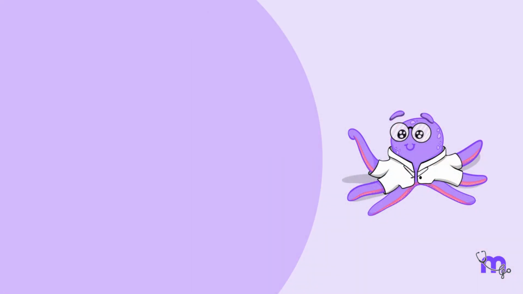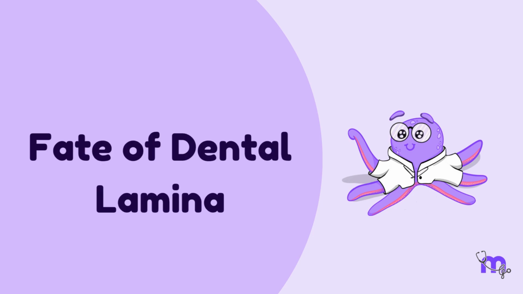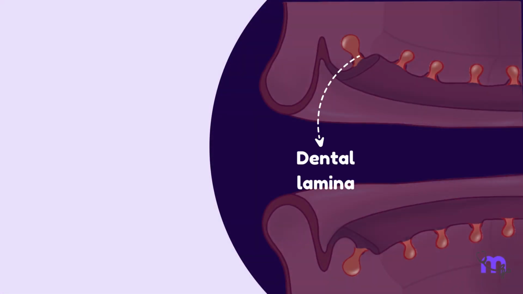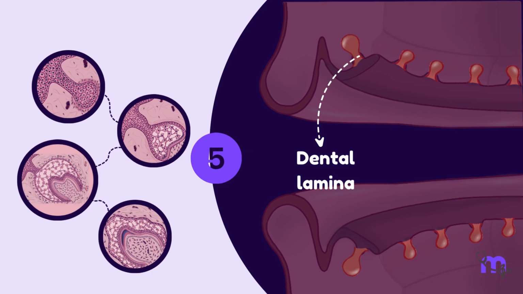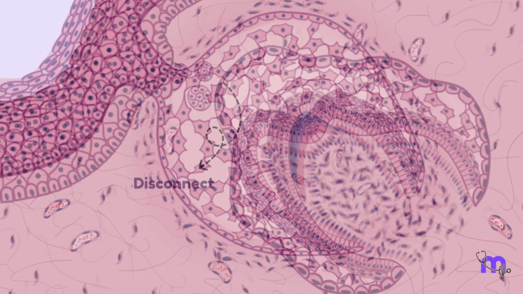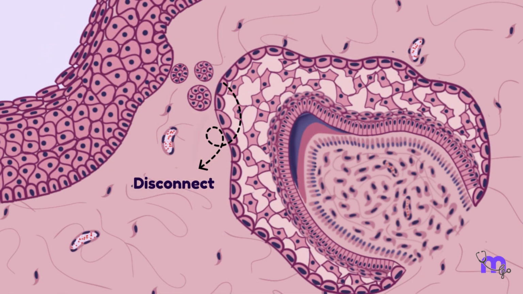Now let's discuss the fate of the dental lamina. The activity of the dental lamina spans over at least 5 years. That is roughly the time for the tooth to develop, as we see in the chronology segment of dental anatomy. As teeth develop, they disconnect from the dental lamina, breaking away due to mesenchymal invasion.